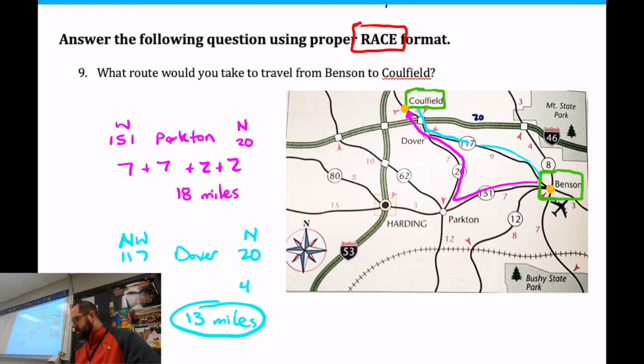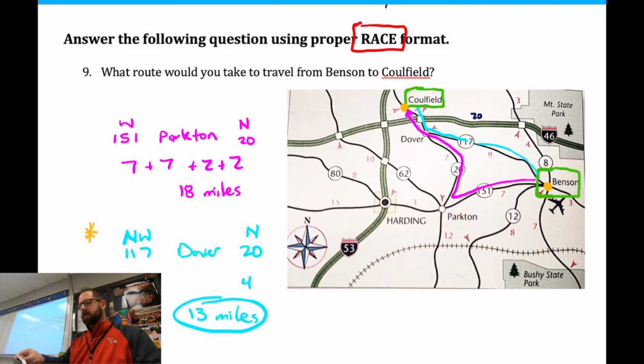Okay, does everyone understand kind of what we're doing here? Okay, now I'm gonna write out my story. So the question is, what route would you take to travel from Benson to Coalfield? I think for my explanation, I'm gonna use this one. I like this route. But I want to be as detailed as possible when I start writing. So I'm gonna get you started. I'm not gonna finish this because I don't want to influence you and just write this whole thing out for you. This is one that you have to finish on your own. So, all right, here we go.